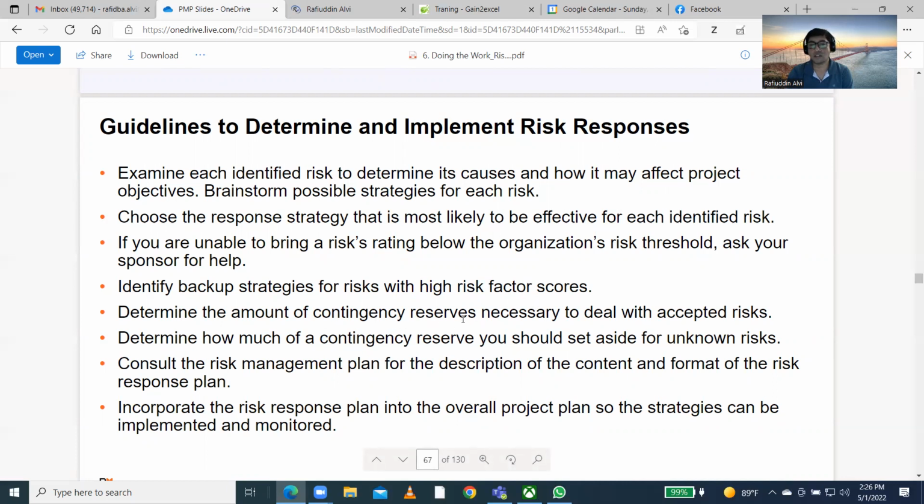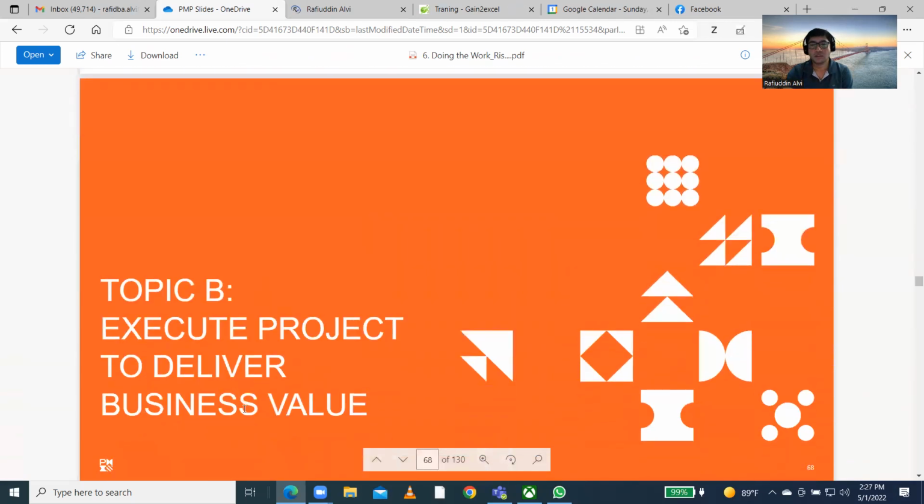Determine the amount of contingency reserve necessary to deal with the affected risk. Determine how much contingency reserve you have and how much you can plan for future use. Consider the risk management plan. Incorporate the risk response plan into the overall project plan. So what is the overall risk and what are the individual risks? You need to have a response plan for both of them. So that was about the risk management knowledge area and session.